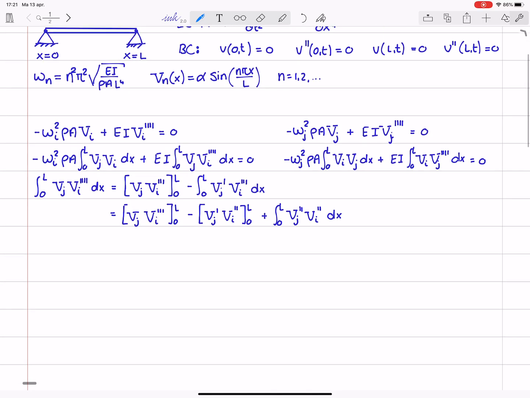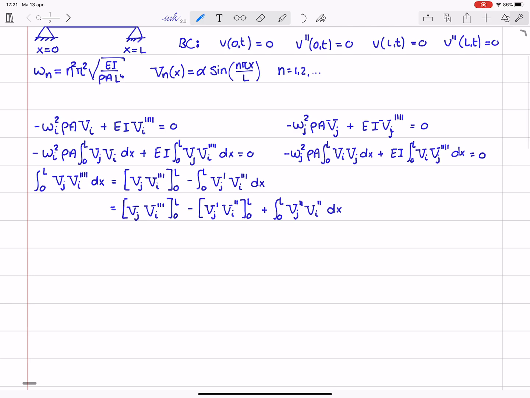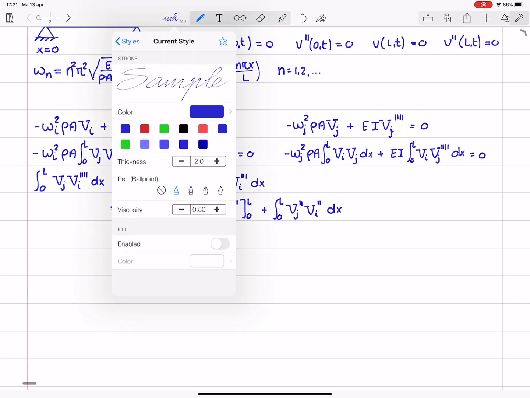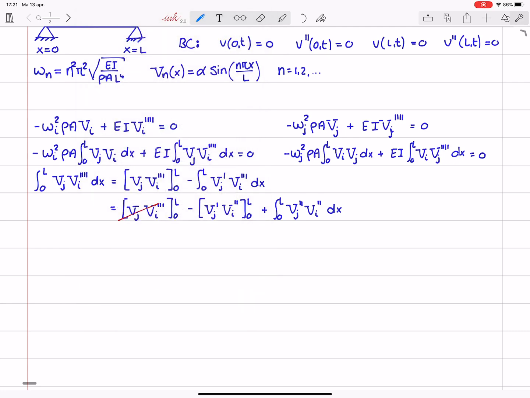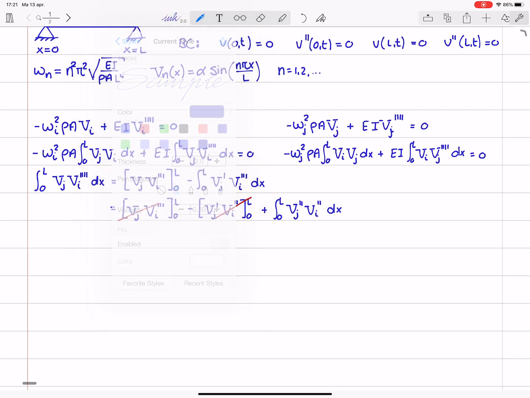Let's have a look at the boundary conditions of our problem. We see that the displacement at 0 is 0 and also at L. So that means that all mode shapes, all these sine functions are 0 at 0 and L. So that means that this term here is 0 at 0 and L. Also, we see that the second derivative is 0 at 0 and at L. And that means that this term is also 0. So again, we see that these terms at the boundary vanish.